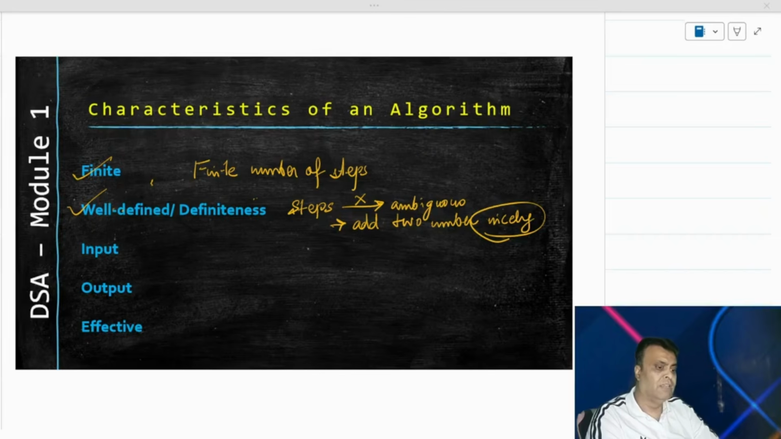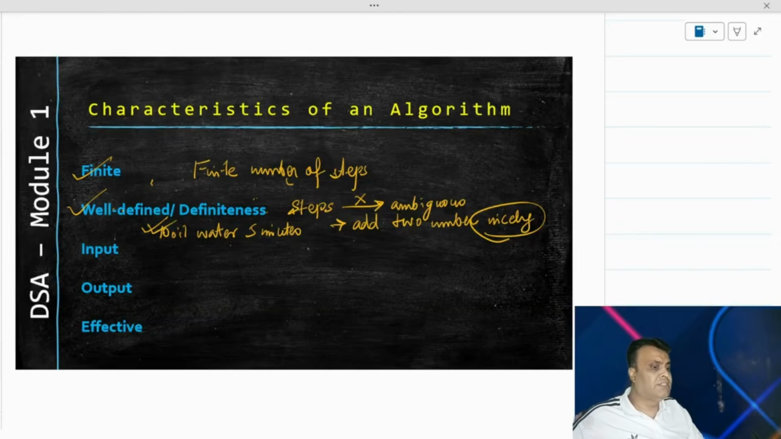I can also say that boil water for 5 minutes. So if I say boil water for 5 minutes, this is well defined, right? So I am okay with this kind of a statement. It's a definite statement. But if I say boil water for some time, I'm not okay, right? So your sometime, my sometime will be different. So that's why this is not a definite algorithm or definite characteristic of an algorithm.